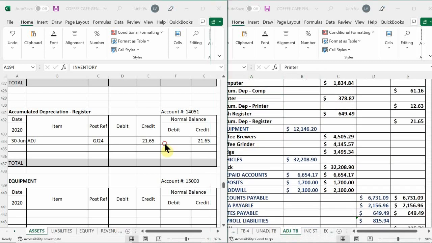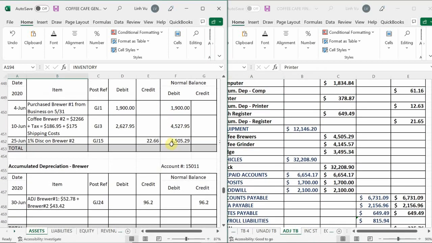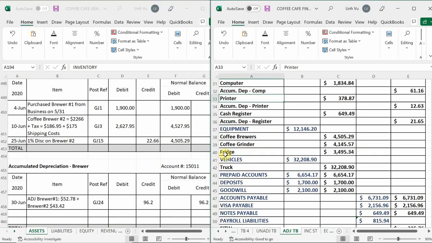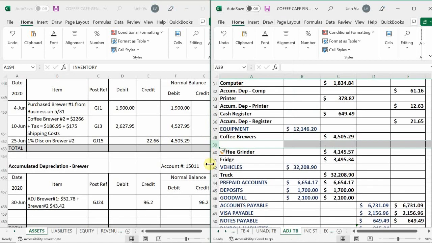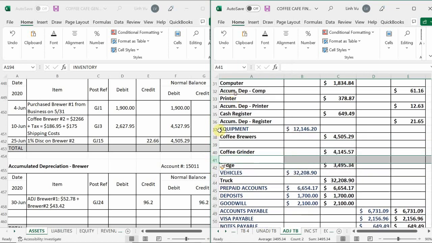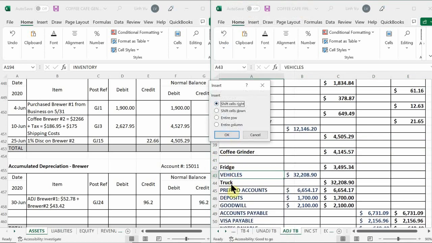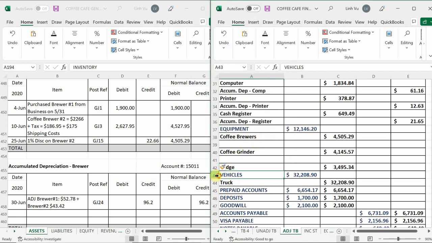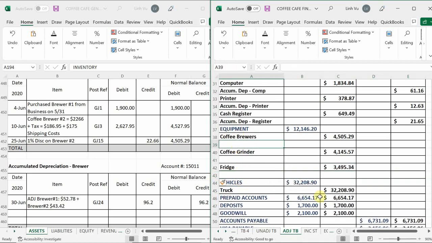Okay, so I also now have to do it to my regular equipment. So you can have accumulated depreciation for your brewer, your grinder, and your refrigerator. Okay. Oops, cancel. Okay, there you go.